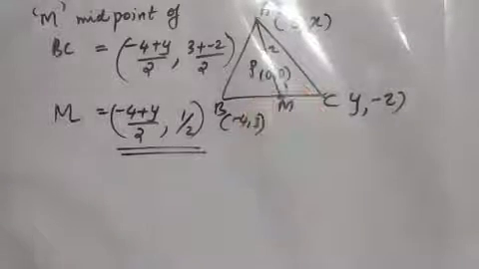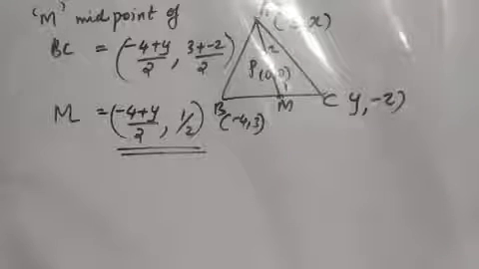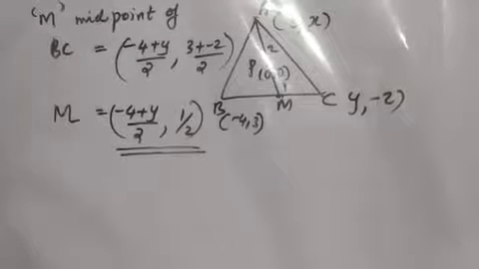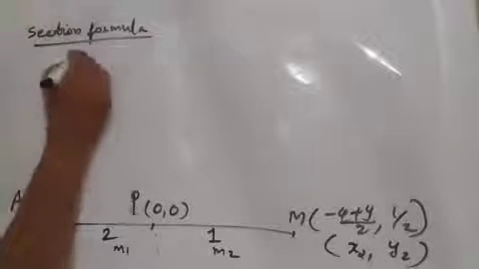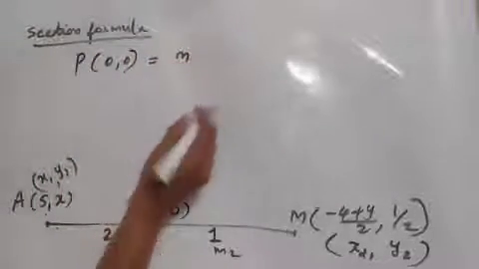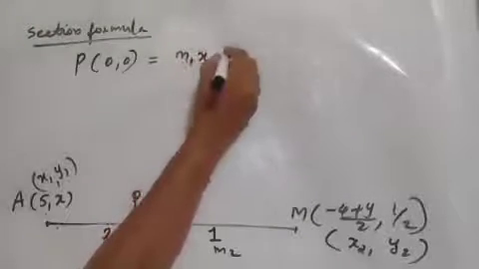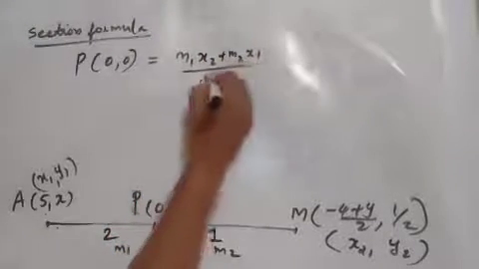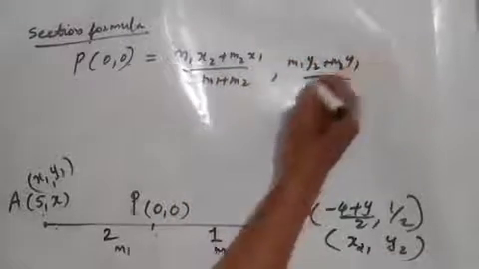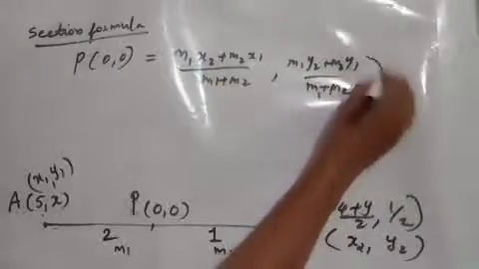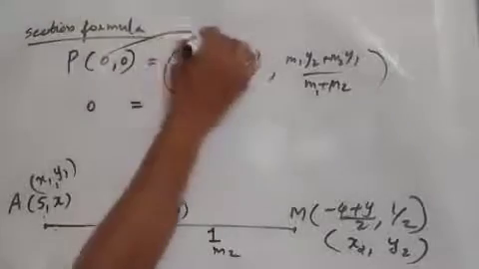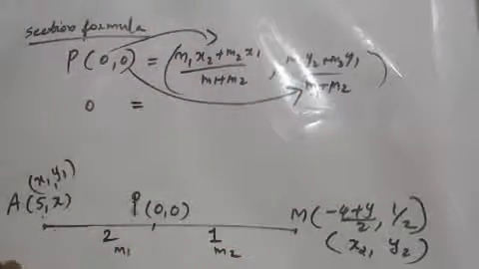And we know the centroid is (0, 0) and the point A is (5, x). Let us consider these three and apply the section formula. That is P(0, 0) is equal to (m1 x2 plus m2 x1) by (m1 plus m2), and also (m1 y2 plus m2 y1) by (m1 plus m2). So apply these values. First we do the x value, then next we do the y value also.